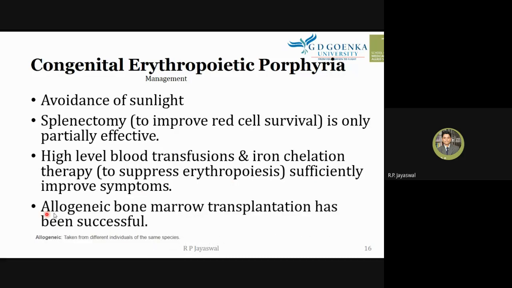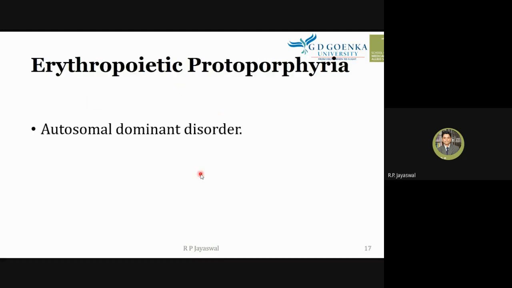And lastly, we can see that allogenic bone marrow transplantation has been successful. Allogenic bone marrow transplantation is a transplantation of bone marrow taken from a different individual of the same species. Normally, during transplantation there should be bone marrow compatibility, but incompatible bone marrow transplantation gives successful results with congenital erythropoietic porphyria.